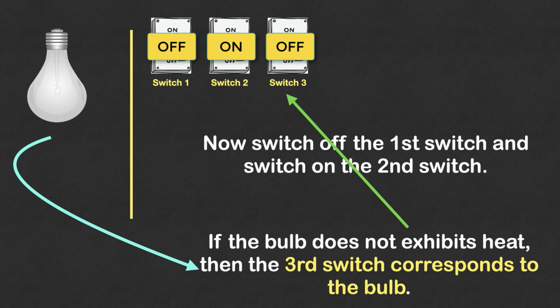Enter the room. If you find the light bulb glowing, then the second switch corresponds to the bulb. If the light bulb does not glow, just touch the light bulb to check if it emits heat. If the bulb exhibits at least some heat, then the first switch corresponds to that bulb. If the bulb does not exhibit heat, then the third switch corresponds to the bulb. So by following these simple steps, you can identify which switch belongs to the bulb easily.